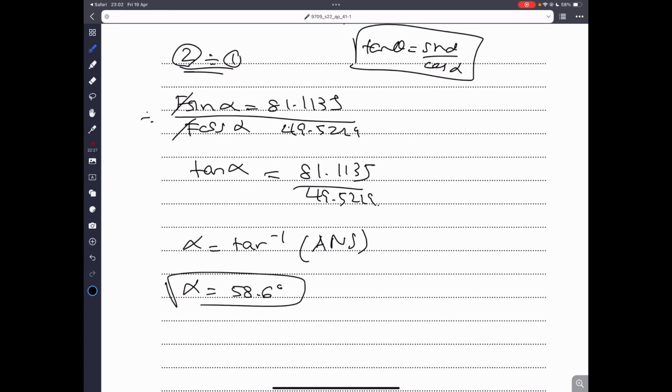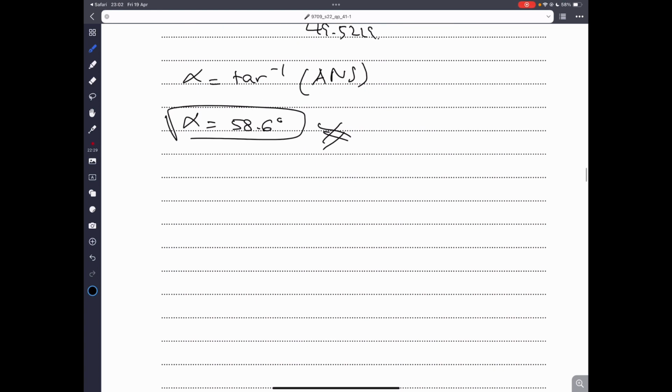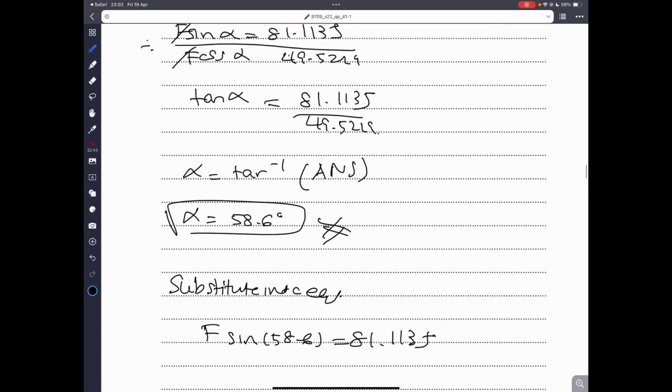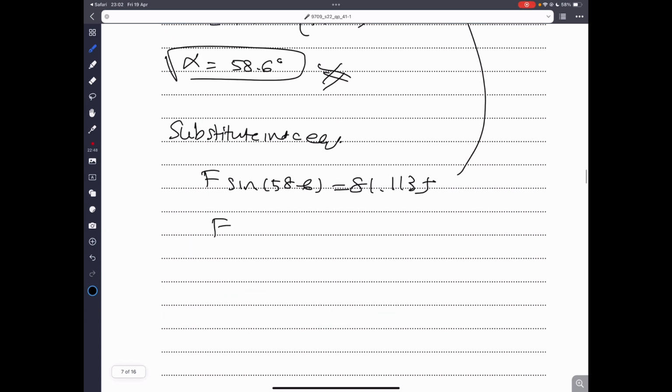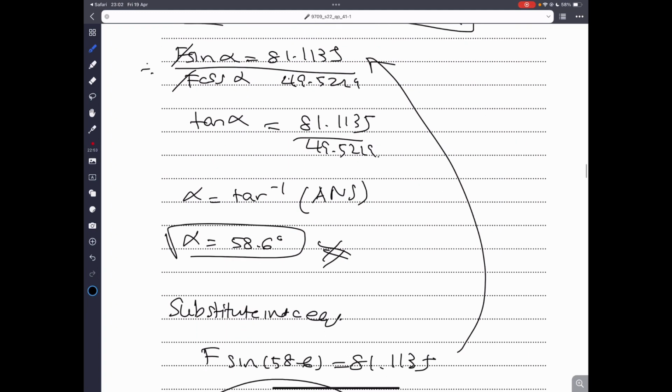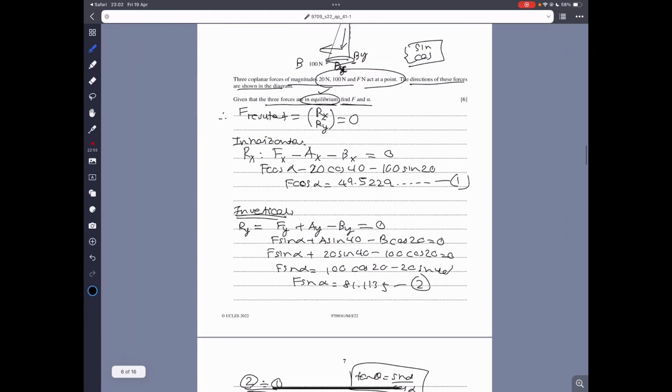angle. Now if you want to get F, you can substitute this angle into the equation F sine 58.6 equals 81.1135. This is given from this first one. So we can just write F is equal to 95.0 meters. And that is the question. So you answered 2 of these already.